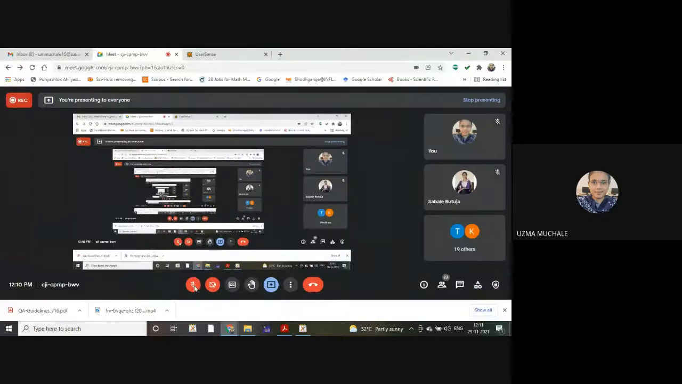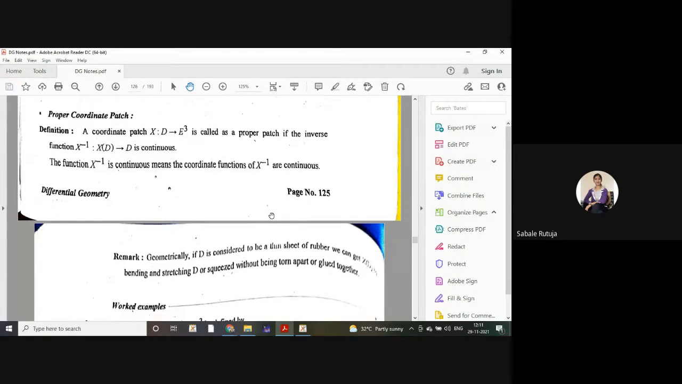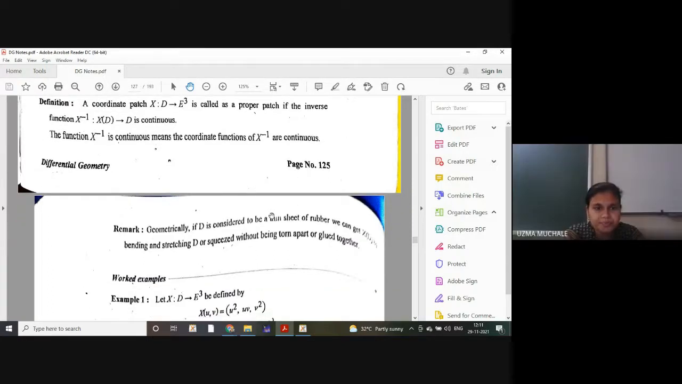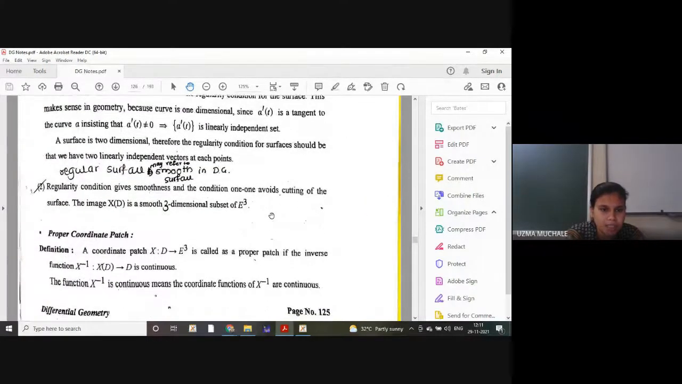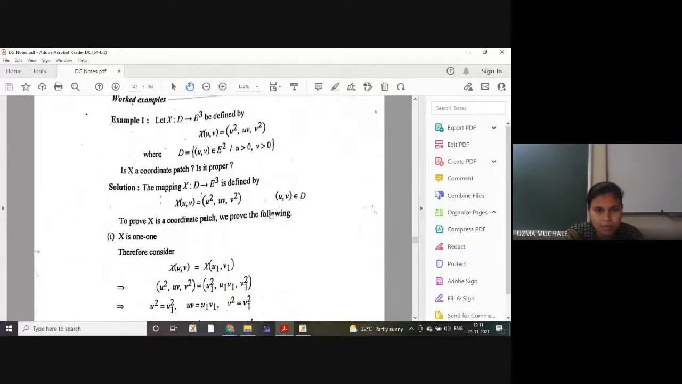Should I go for the definition of surface? Yes, ma'am. Okay. First, we'll solve some examples on coordinate patches and proper patches. Then we'll go for the definition. Okay.